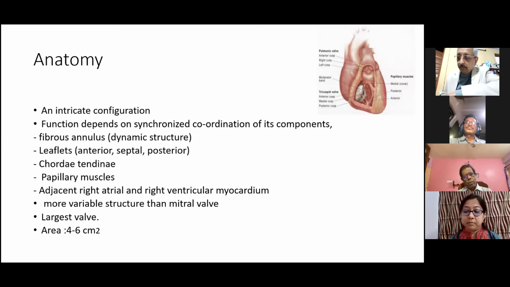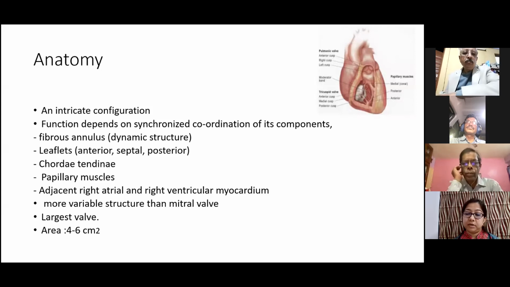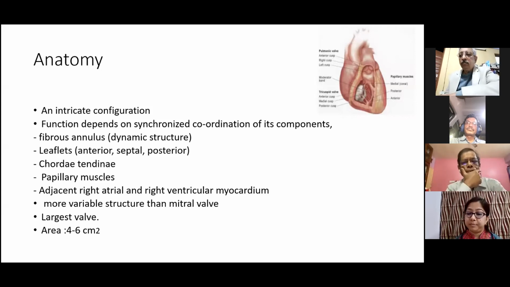There is a moderator band which attaches the anterior and the septal papillary muscles. Adjacent right atrial and right ventricular myocardial function is necessary for the proper functioning of the tricuspid valve, as we all know. It is a more variable structure than the mitral valve, and thereby the imaging is more difficult. It is not a planar structure, and it is the largest valve, with an area of around 4 to 6 centimeters square. It's not planar, but when it becomes dilated in tricuspid regurgitation, it becomes more planar.